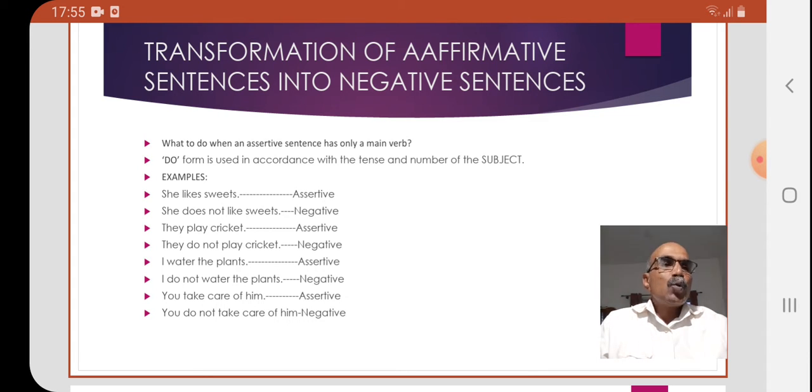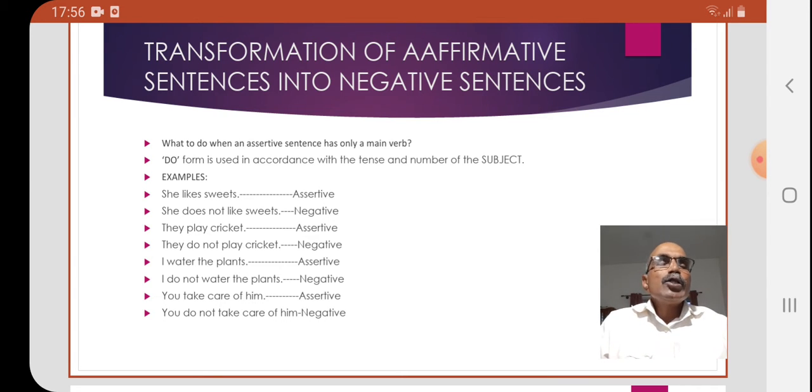She likes sweets. She is third person singular. Therefore, we have added es to the verb. It is in present tense. The verb is in present tense. She likes sweets. How to change it into a negative sentence?